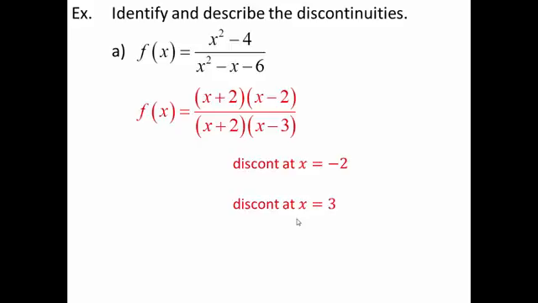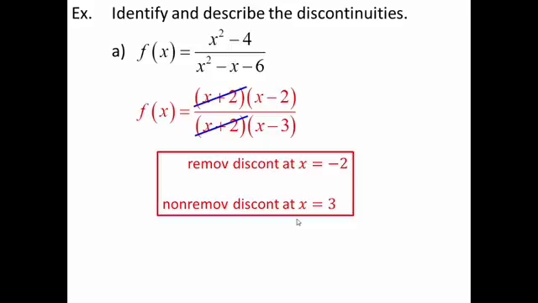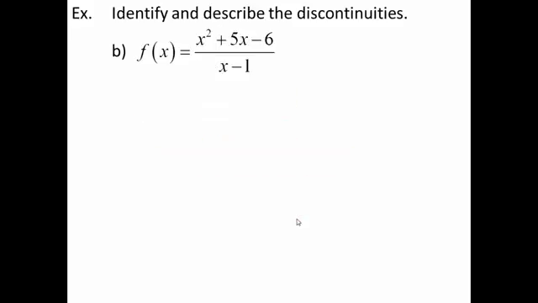What I have not yet determined is whether those discontinuities are removable or non-removable. Well, that comes down to, do they cancel or do they not? x equals -2 comes from the x plus 2 factor, which cancels out, making it removable, whereas x minus 3 is not going to cancel, non-removable. And yes, it's just as easy as that. Why don't you give this one a try on your own? Pause here, play when you're ready.